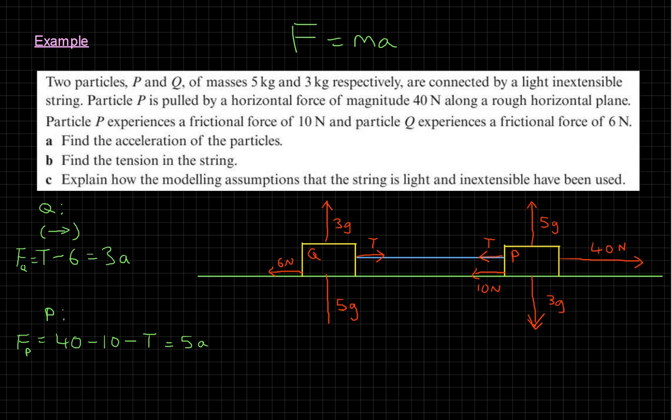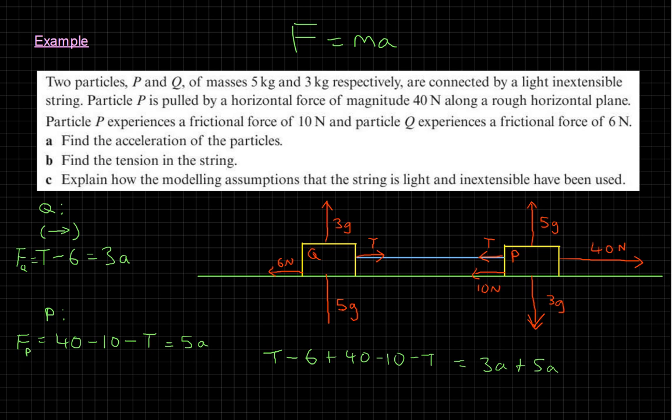Now the problem is, individually these equations aren't going to be able to tell us the acceleration, and the reason for that is because we've still got this unknown tension. However, notice this: if we add these two equations together, what am I going to get? So I'll have T minus 6, let's do the left hand side, T minus 6 plus, and then let's do the other left hand side, 40 minus 10 minus T, and that's equal to, now let's do the right hand side, 3a plus the other right hand side, 5a.